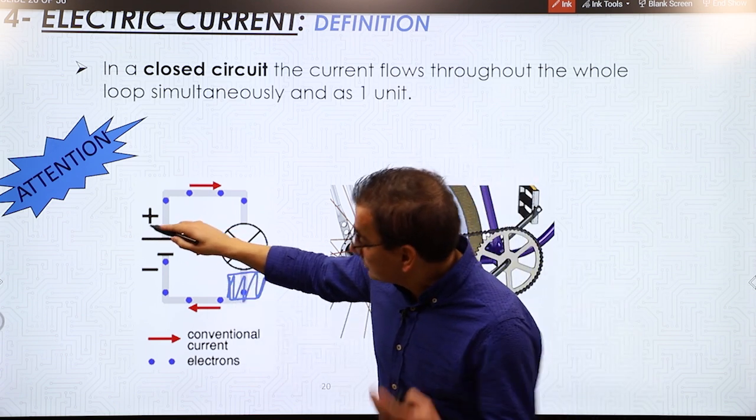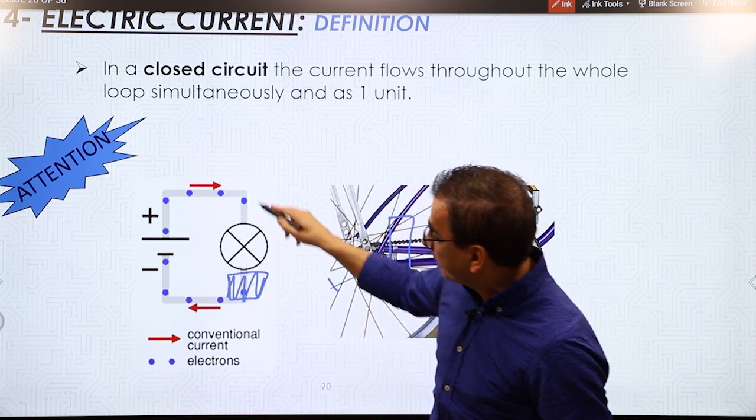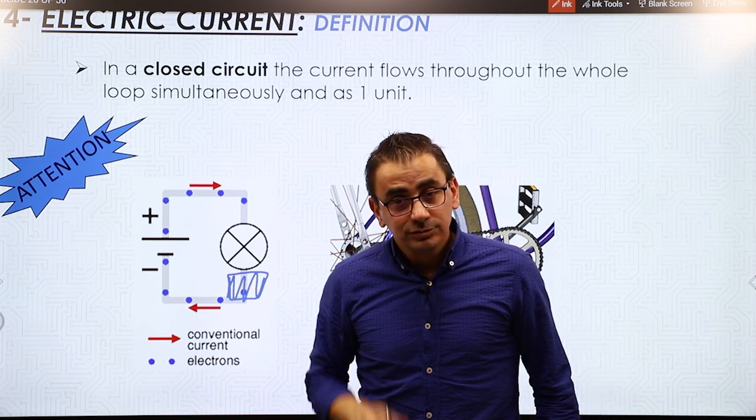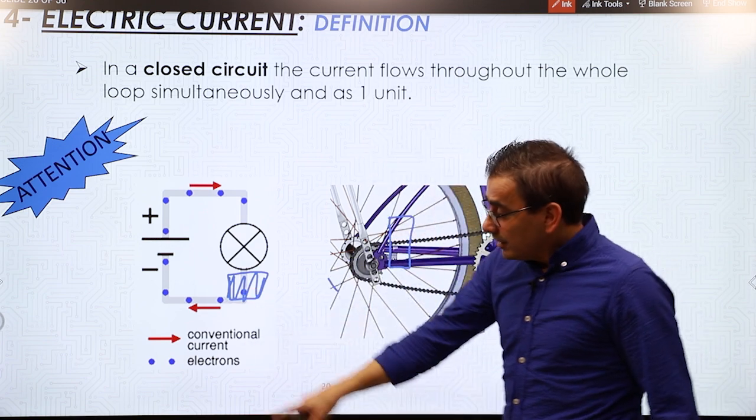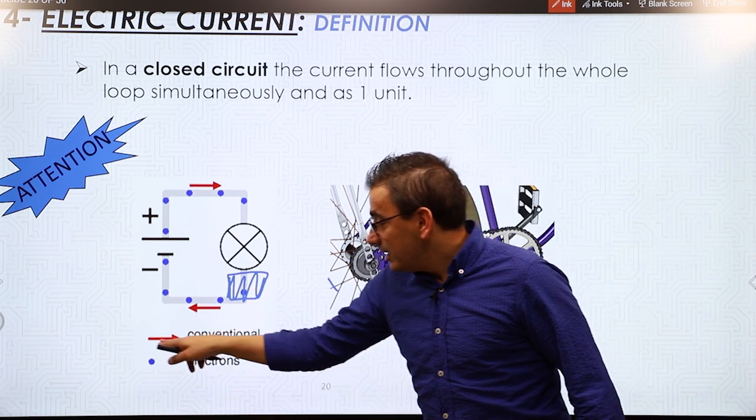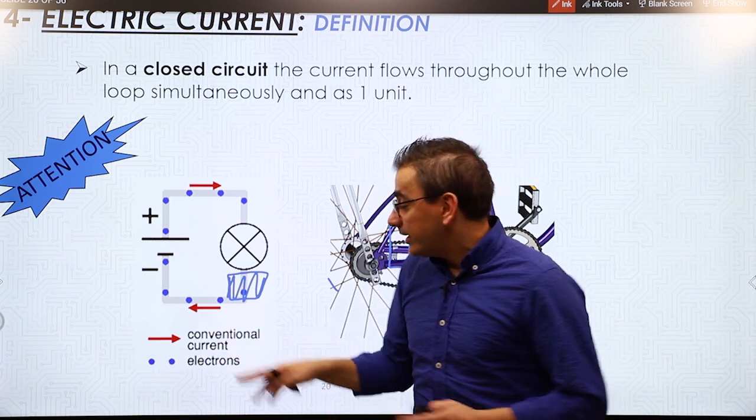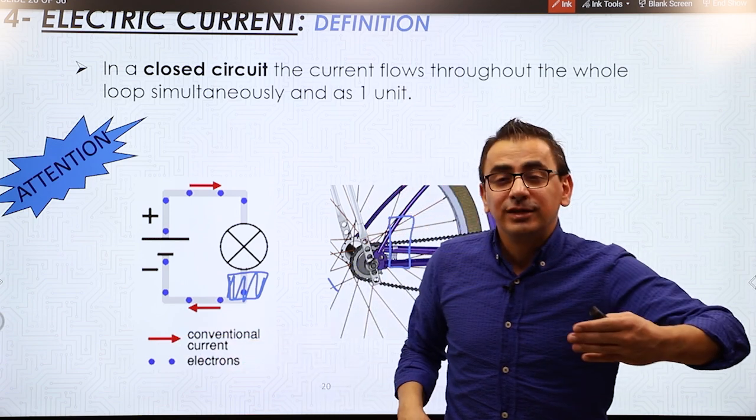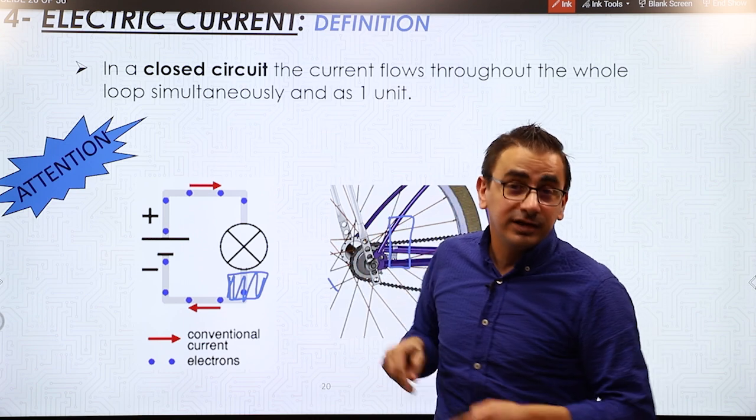It's not that electrons or electricity is going to flow in a direction and stop here. No. One more thing you can notice in this figure, we have dots showing electrons and the red arrow showing the conventional direction of current. We will talk about that in more detail since we're talking about electric current now.